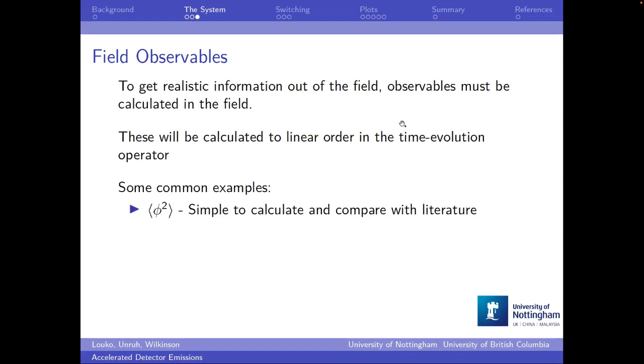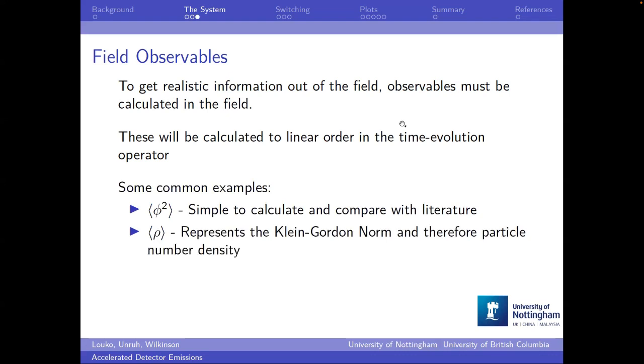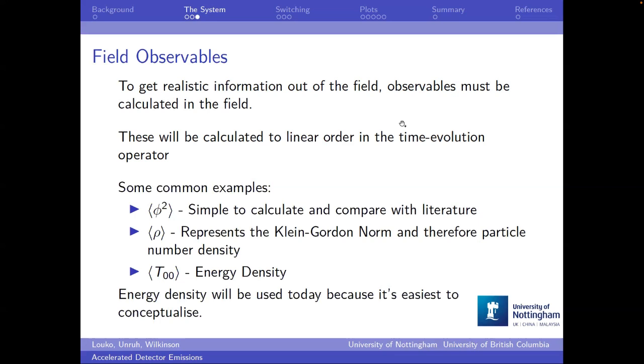Some common examples of observables that people tend to look at. We have our phi squared, simple to calculate and very common throughout all the literature. This is calculated largely for comparison purposes. There's also this rho. Rho is a thing that Will Unruh is actually quite interested in, and it represents the Klein-Gordon norm and can then be used to calculate the number density of the field as a distribution. I'm not doing either of them today. I'm doing the energy density, the energy momentum tensor, but the T00 term. So the distribution of energy within the field after the interaction.